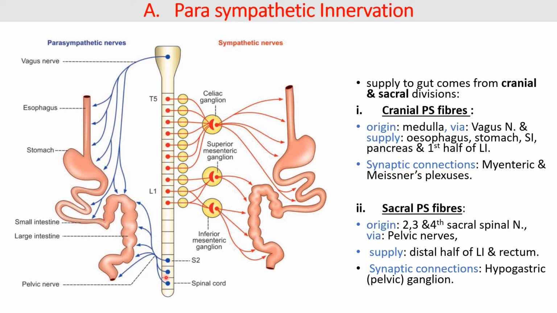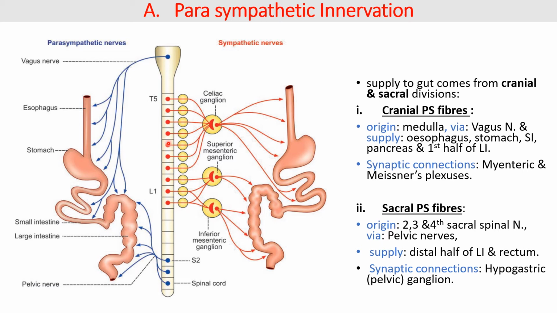Now the second parasympathetic supply comes from the sacral division. So the sacral parasympathetic fibers originate from the second, third and fourth sacral spinal nerves, and they continue as the pelvic nerves, and then they will supply the remaining part of the gastrointestinal tract, that is the remaining half of the large intestine till the anus.